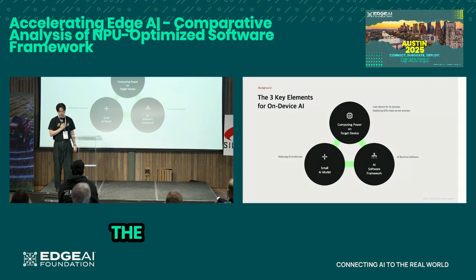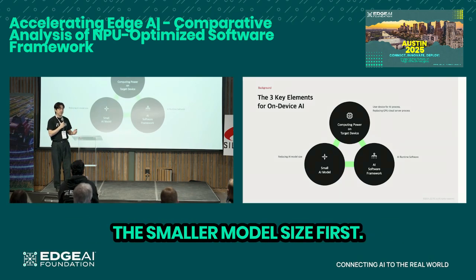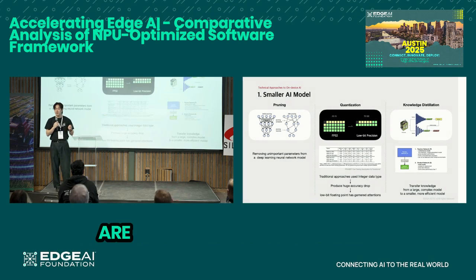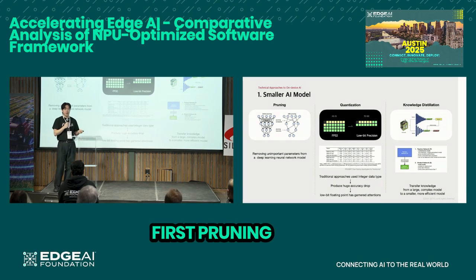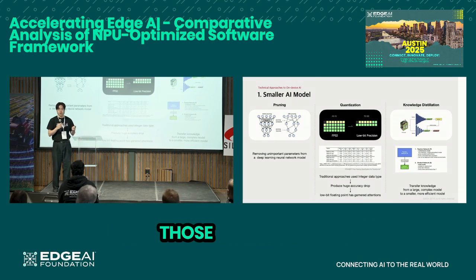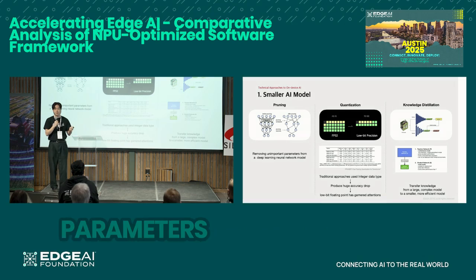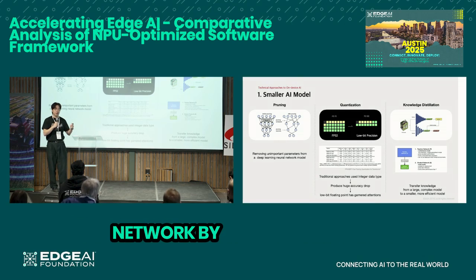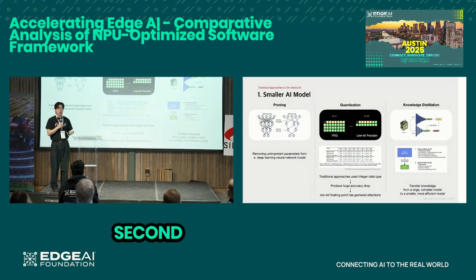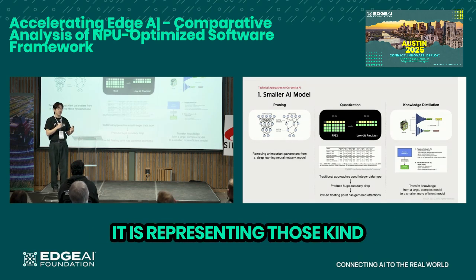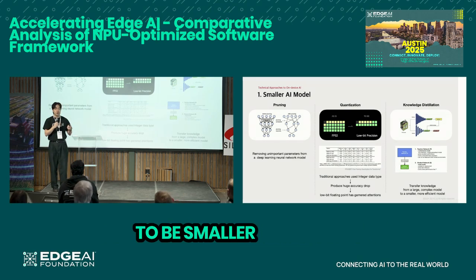So let's think about the smaller model size first. As you might know, there are well-known technologies for model optimization. First, pruning: literally, it means removing unimportant parameters from the neural network to get a smaller model size. Second, quantization: representing the data types of the AI model with a smaller bit width.